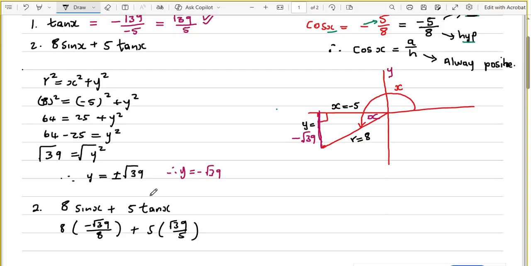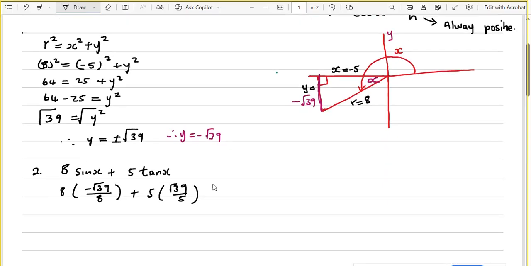You understand? Yes. Then look at this. The 8 and the 8 cancel. We are left with minus the root 39. The 5 and the 5 cancel. We are left with the root 39. So it's minus root 39 plus root 39, which is just 0. So 0 is your final answer. Okay.